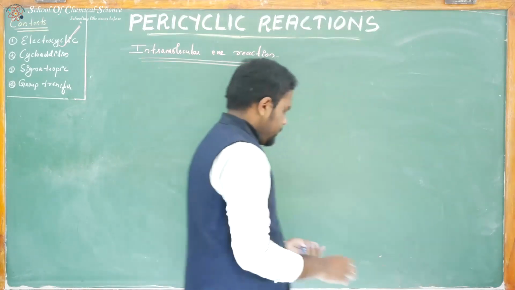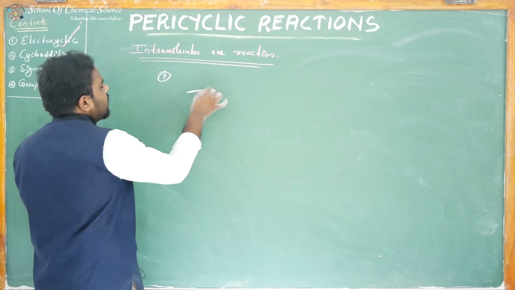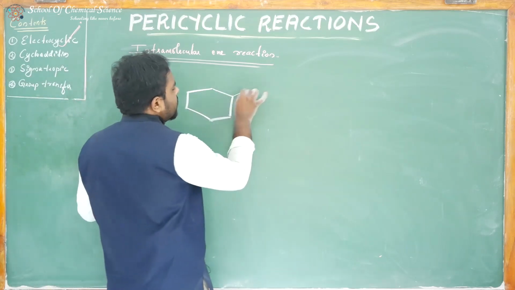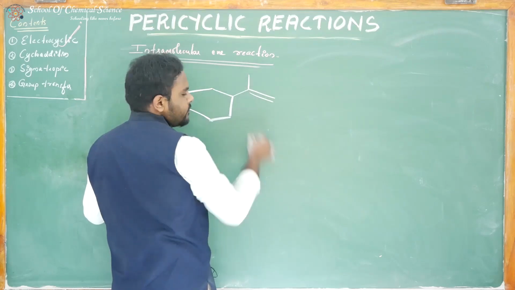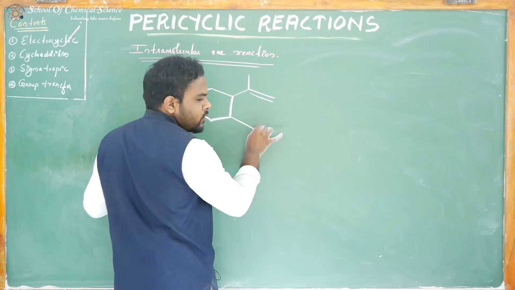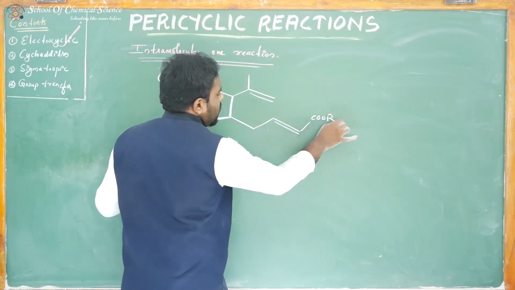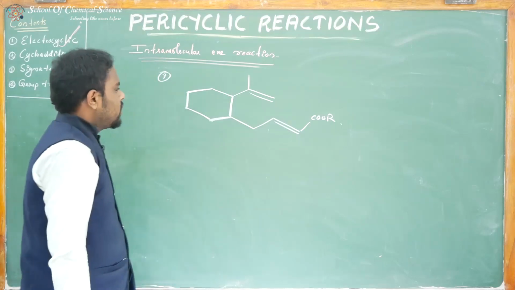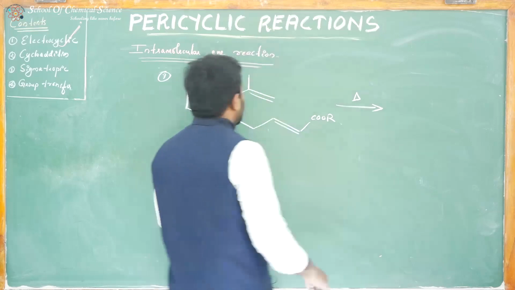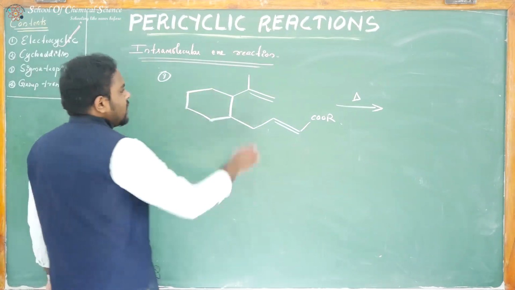Next question. Third question. A 6-membered ring, here a double bond, then 1, 2, COOR under thermal condition. What will be the reaction?